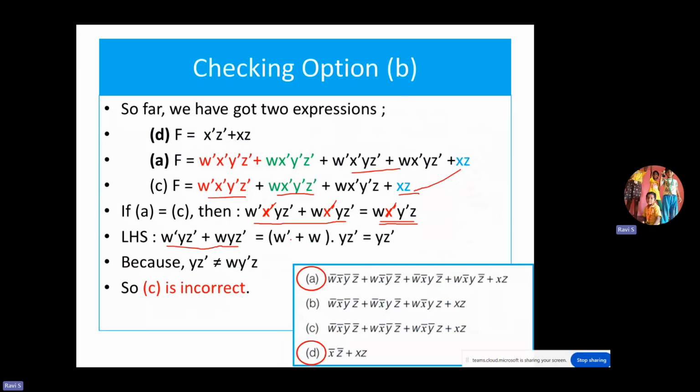So let us try to simplify the left hand side. Here also y z prime, here also y z prime. Taking y z prime common, it becomes w prime plus w, which is equal to 1, leaving y z prime. Now the point is y z prime must be equal to y prime z. If you check with y, here it becomes y prime. Here it is z prime, whereas here it is z. So it completely contradicts. So our option C is also incorrect. From this we can conclude that only options A and D are correct. Thank you.